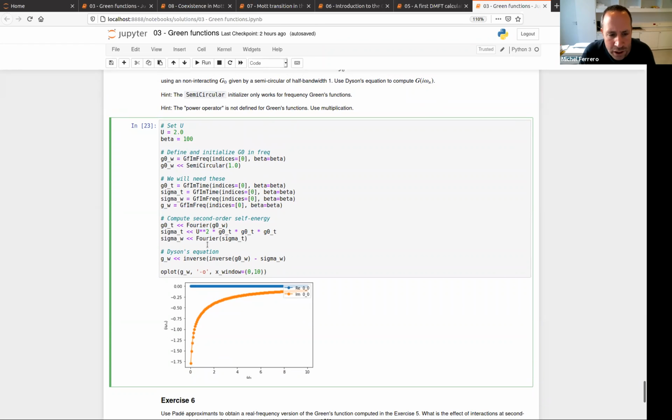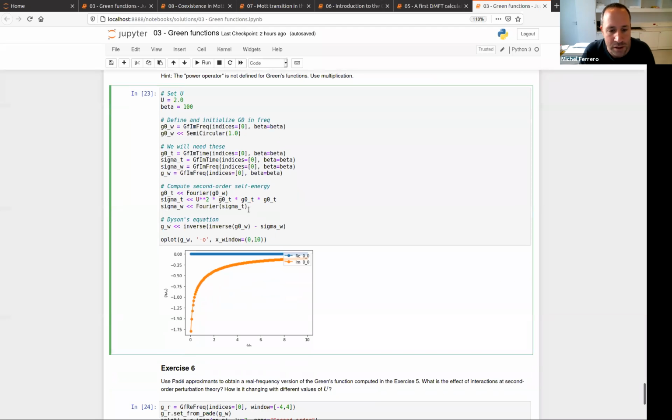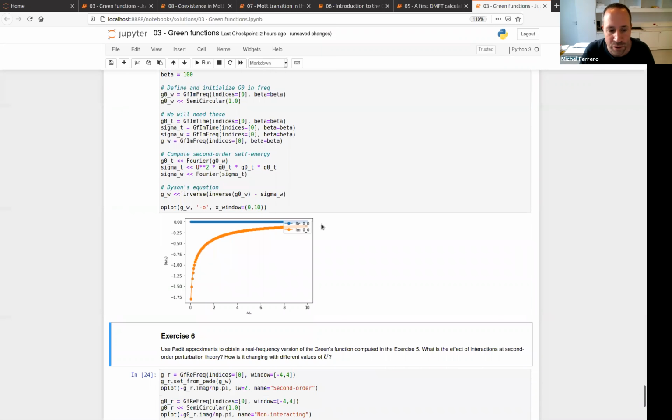And you see this Fourier does all the job of taking care of how to do the Fourier transform, which can be sometimes a bit tricky. And once you have the self-energy, you can compute a Green function and get the associated plot for the Green function. So this will be something that is useful for the next notebook.